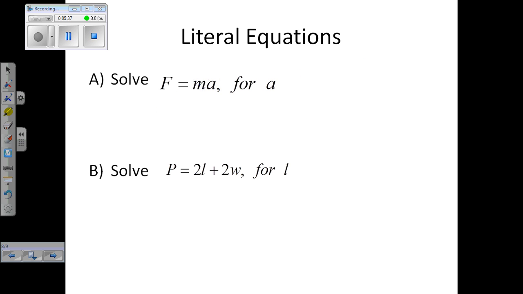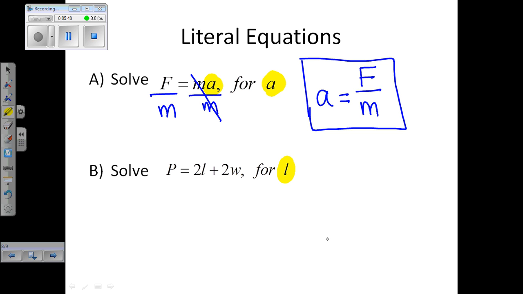Let's try another. This one's going to be a little more complicated. Here you can see P equals 2L plus 2W, which is the perimeter formula for a rectangle. And they want me to solve for L, which means that I'm trying to isolate this L. Well, I can't do that quite as simply as I did with F equals MA. I actually have to do two steps here.